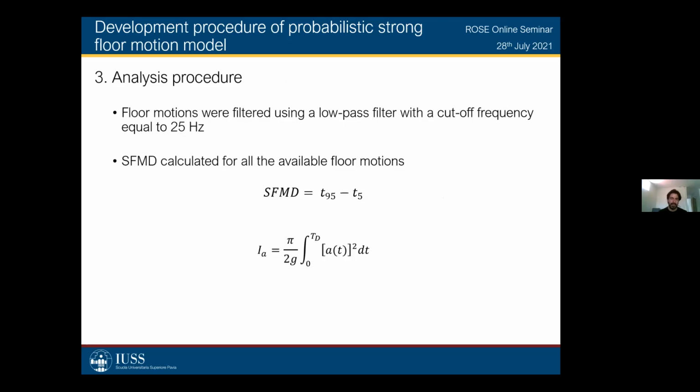Well, first of all, the first step was to filter all the floor motions, because depending on the software that is used to run the analysis, it happens a lot that, depending on the numerical integration scheme that is used for the time history procedure, there is noise present in the final accelerograms. And this noise affects heavily the calculation of the strong motion duration. So because of this, these motions need to be filtered in order to remove this unwanted noise.